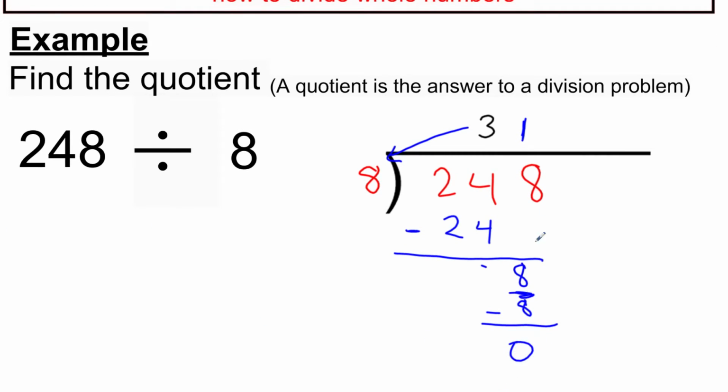Okay, so I'm done. I went to the very, very last digit on the inside here, brought it all the way down. I don't have anything else left to bring down. I'm going to say I'm finished. My answer is 31. 248 divided by 8, the answer, the quotient, is 31.